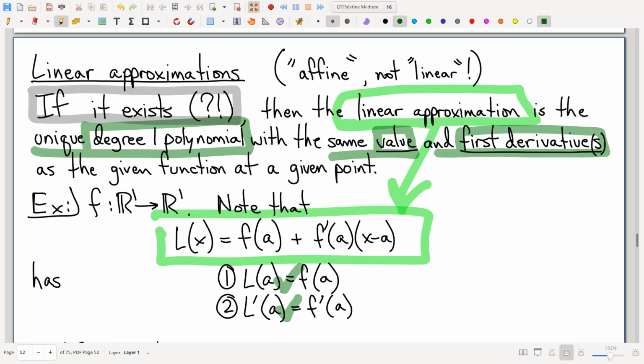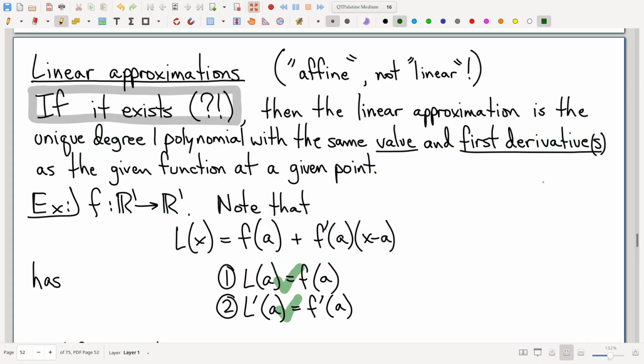And make sure you're good with seeing why these two requirements, 1 and 2 down here, are satisfied by this equation. Now it's just a plug and chug, but for part 1 here, you've got to plug in x equals a into this formula for L, and confirm that what you get is f of a. That's easy plugging in, but take the 3 seconds to make sure you're comfortable with that. The taking the derivative part's a little trickier, because it's really easy to forget this. Here it is.